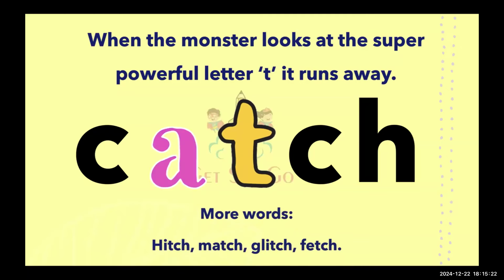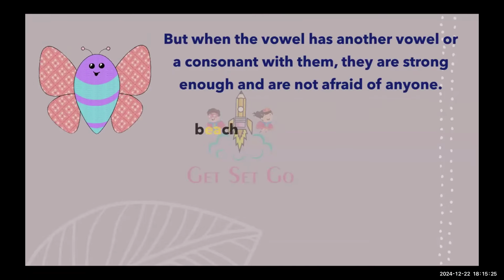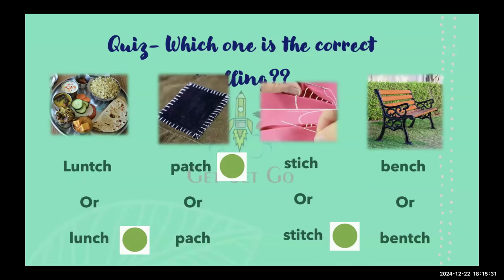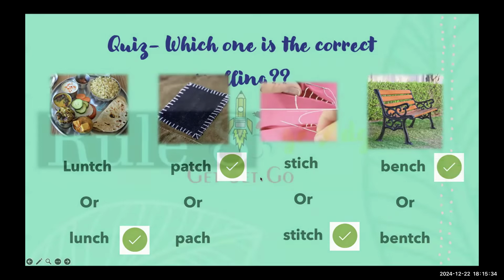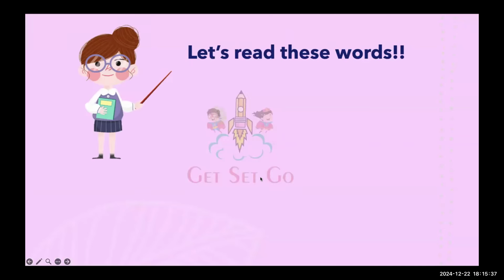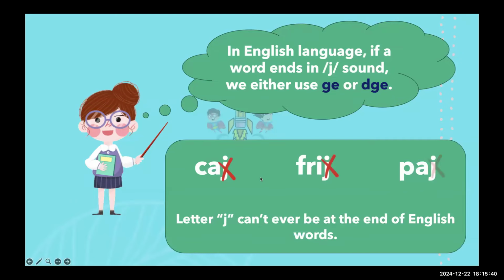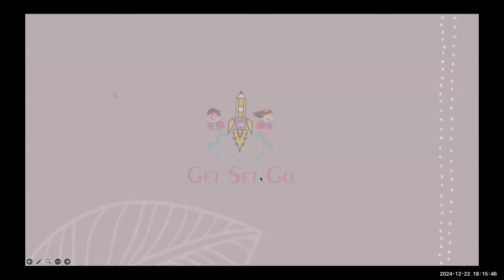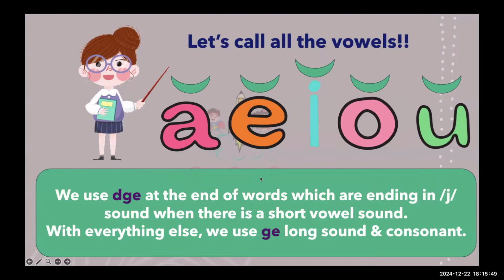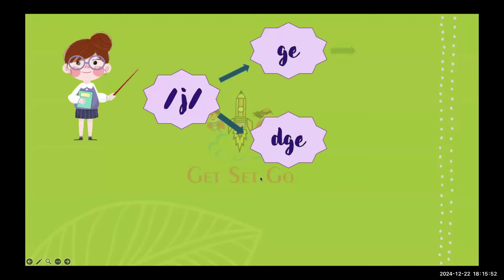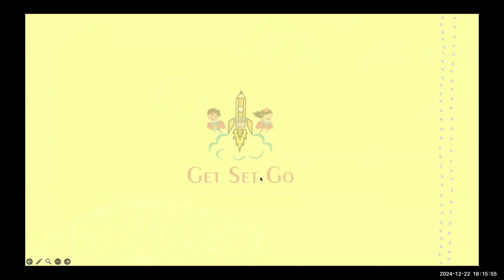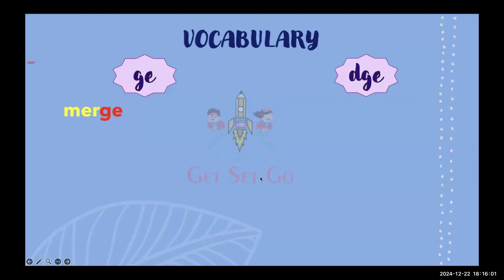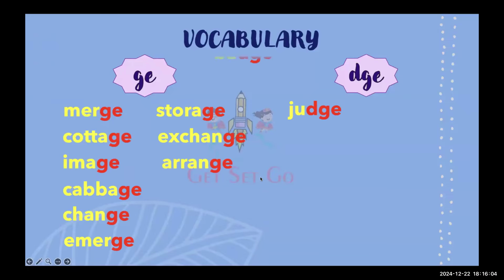Then you'll see more words: hitch, match, glitch, fetch. And then the further part of the rule is explained here. Then you have these kinds of quizzes, right, wrong. Rule number 8, the GE rule. I'm just flashing it quickly to show you the pages. It can say two sounds, GE and DGE both. These are the vowels again. So everywhere vowels actually are mostly responsible for the rules. So we have highlighted it very well throughout the PPT along with the rule breaker words. And so instead of explaining the rules, I'm just quickly showing you the PPT.